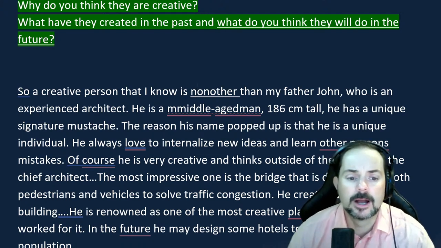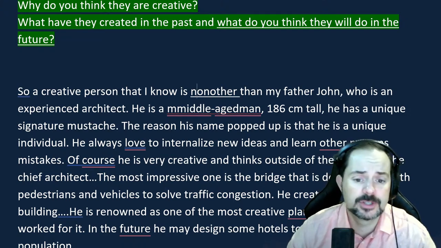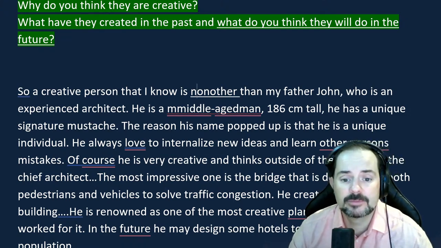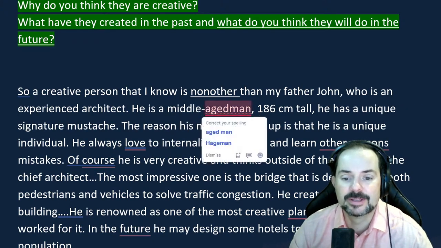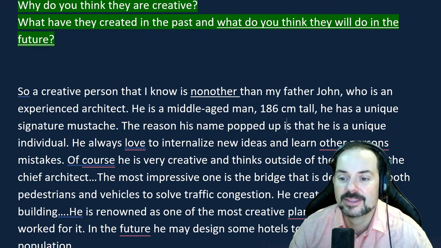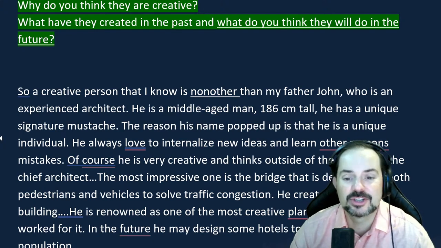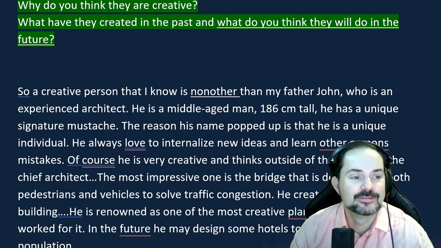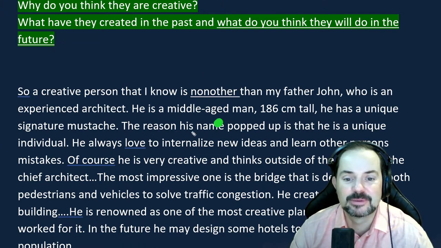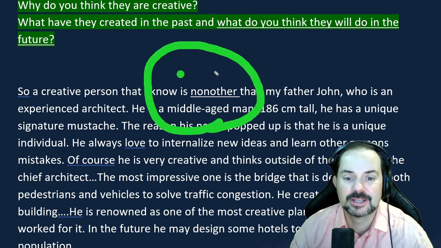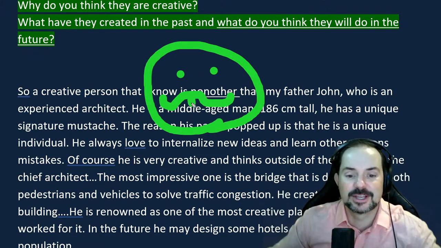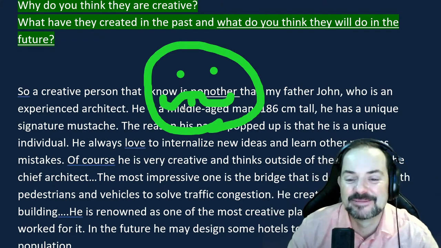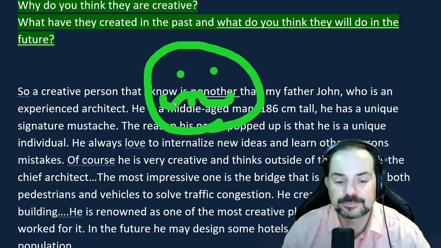Okay. So you did a good job describing what he looks like. You have a fairly tall father, 186 centimeters. And I really like when you said he has a unique signature mustache. Maybe it's completely different, but I had a picture of your dad kind of being like this and then having this kind of curly mustache going up like this, like different from mine. So that was very good.